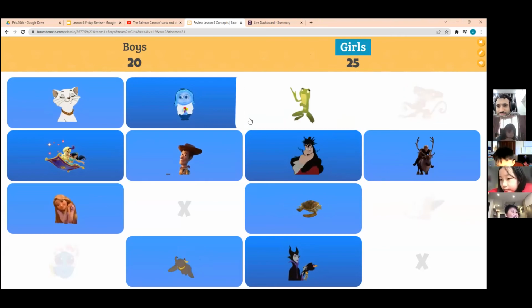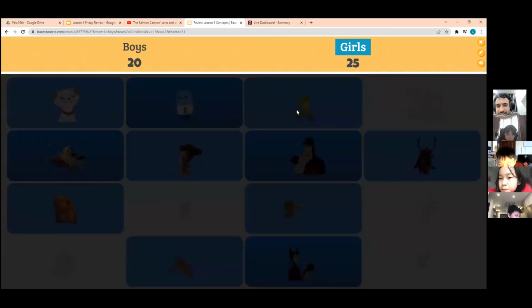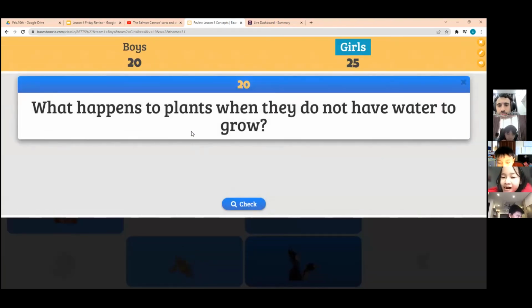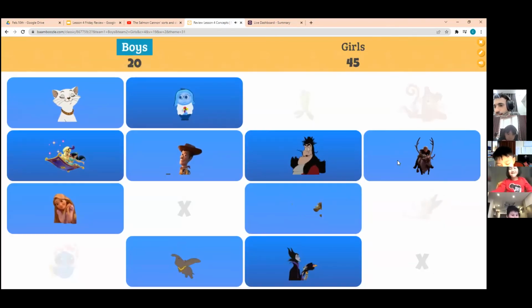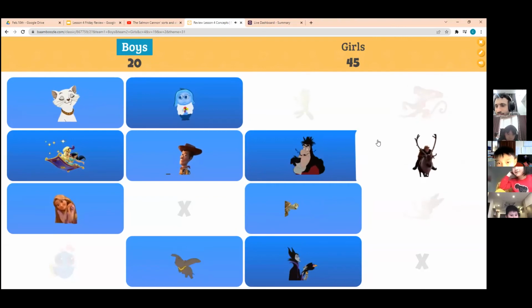Kim, choose a picture. I choose a frog. Okay. What happens to plants when they do not have enough water to grow? They die. Yes, they die. Their population might decrease. Very good job.